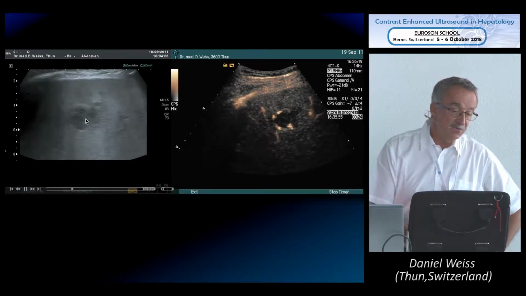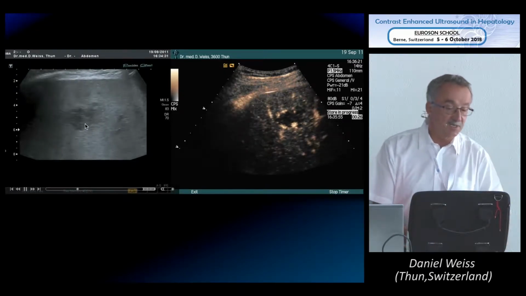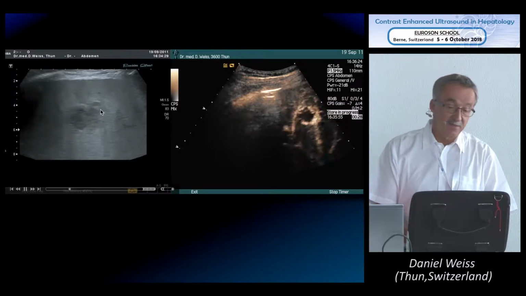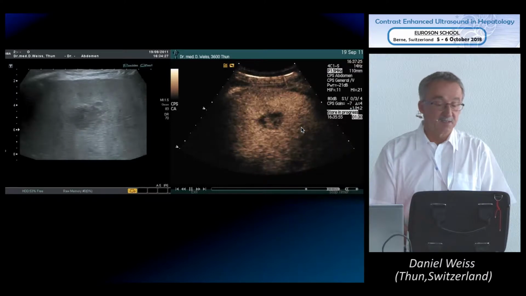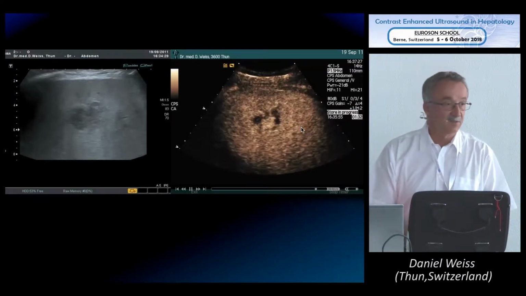This is another situation. You don't know really what this is. Again, you see an echo-poor lesion, not well defined in an echo-rich liver. You inject your contrast agent and you see this is a hemangioma, nothing else.